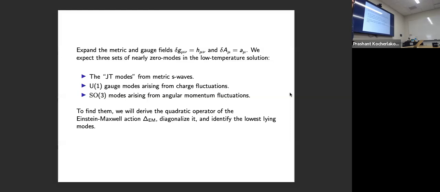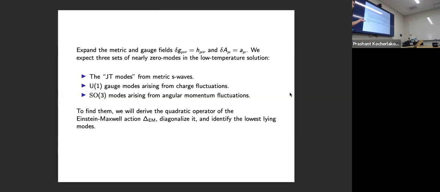Are you fixing potential for these various global symmetries or fixing charge? Since we are in higher than two dimensions, we are fixing the chemical potentials. Okay. Which is the more natural boundary condition.